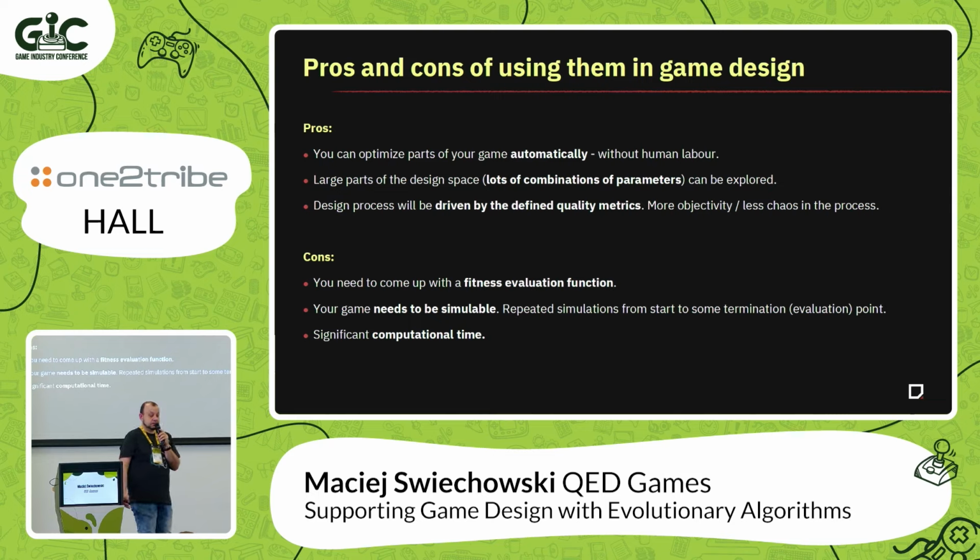But what are the disadvantages? You need to come up with a so-called fitness evaluation function. It is this quality metric. Sometimes it's very hard to come by. Also, you need to make your game simulable. So you need to make repeated simulations from some starting point. And also they come with a huge computational cost.